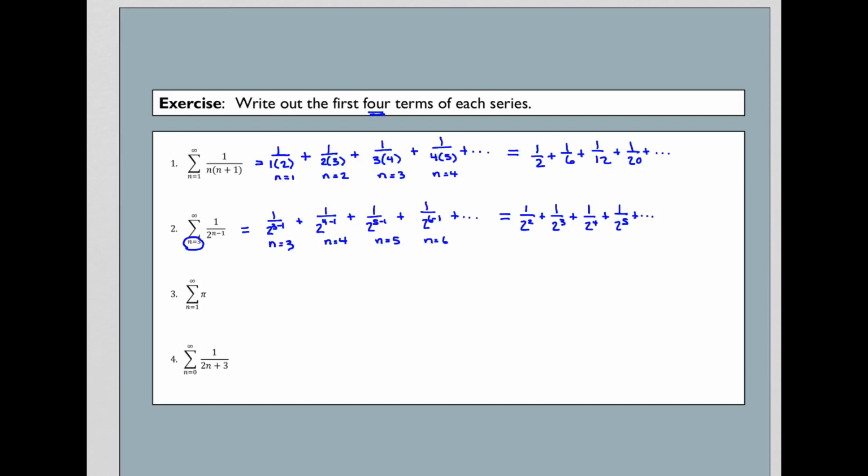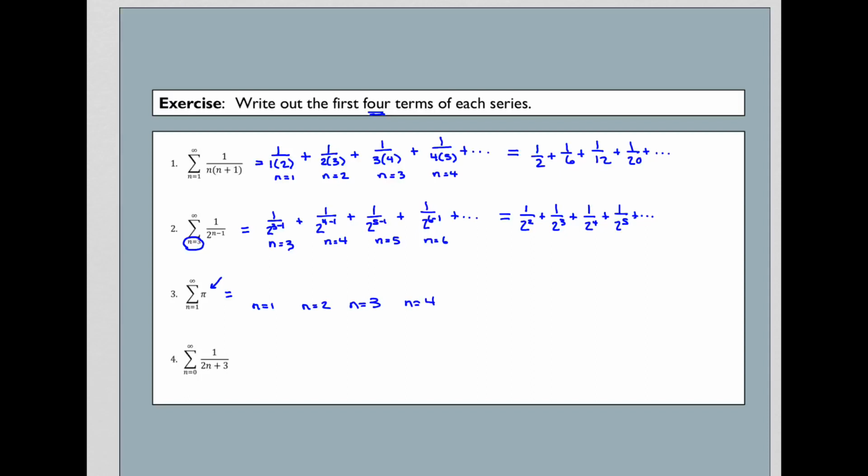Okay. Well, think about this one. What do we have? We want the infinite sum from n equals 1 to infinity of pi. Let's write out this series. What do you think? There's no place to put n. So what do we do, remember? All right, so we're going to list out the first four terms: n equals 1, n equals 2, n equals 3, n equals 4.